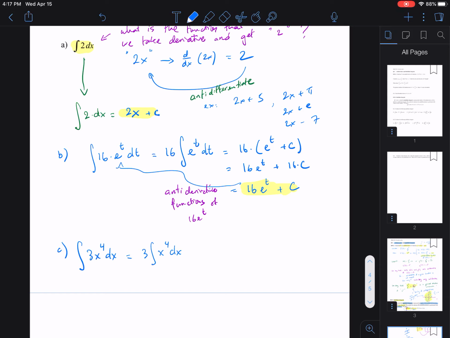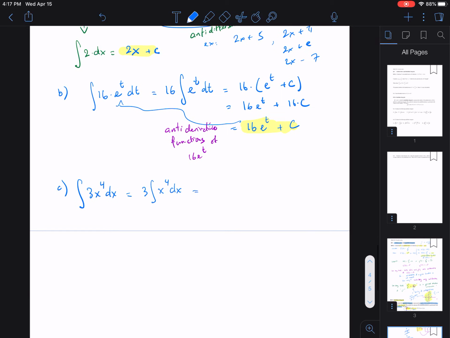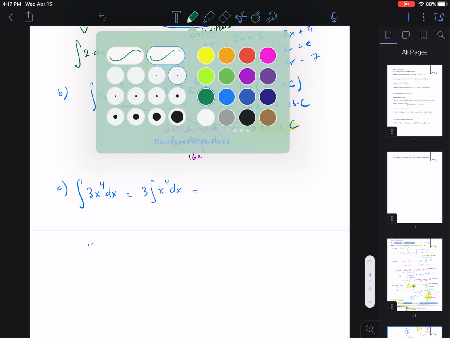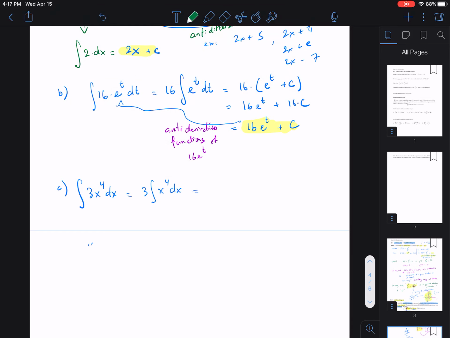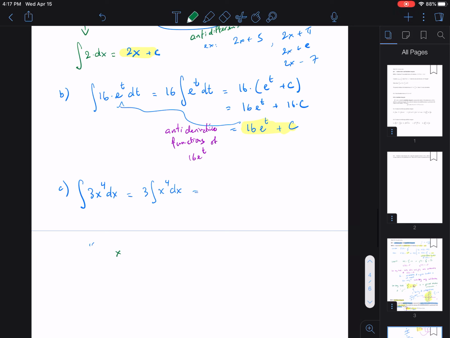We're thinking, what function, when I take the derivative, gives me x to the 4th? To get x to the 4th power as the derivative, we know that function has to have a 5th power, because when we differentiate a polynomial using the power rule, we bring down the power and then subtract the power by 1.